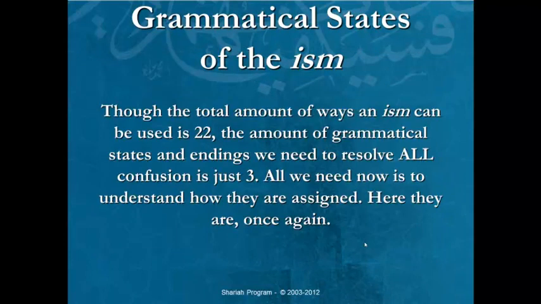Though the total number of ways an ism can be used is 22, the number of grammatical states and endings we need to resolve all confusion is just 3. We don't need 22 endings. What we need is the bare minimum that would allow us to remove all confusion, and that number happens to be 3. So now we've established a couple of things until this stage.